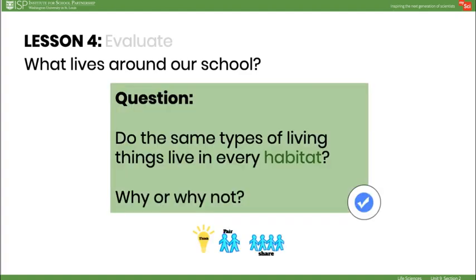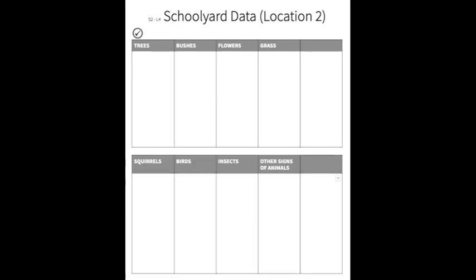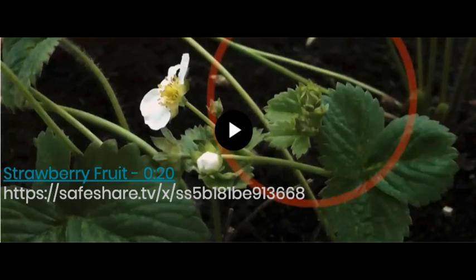In the Evaluate, ask students about biodiversity around their school. Do the same types of living things live in every habitat around the school? Ask them to look back at the evidence they recorded in their journals on Student Journal pages 18 to 19 to help answer this question. Then, return to the anchoring phenomenon and connect it to the conversation about habitats. What kind of habitat would they expect to find the strawberries growing in?